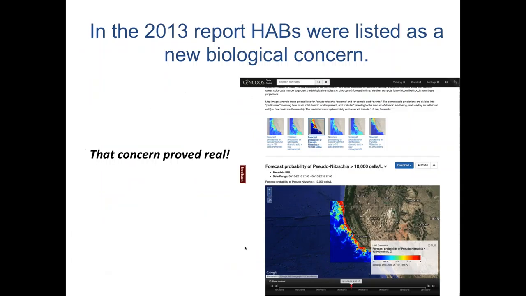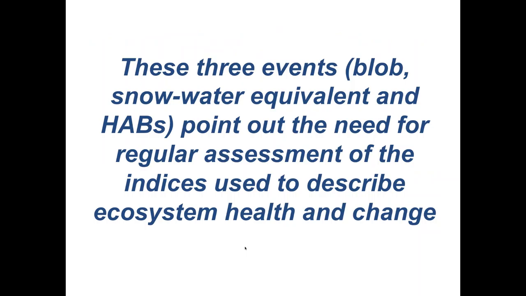And then the last one, of course, is the heatwaves this year that so impacted invertebrate species, fishery species. So again, in our last report, heatwaves were listed as a new biologic concern, but we hadn't really thought about what's the best way to come up with an index that would help maintain and indicate ecosystem health. So with those, we have these three events, the blob, no water equivalent, heatwaves, that point out the need for a regular assessment of the indices used to describe ecosystem health and change.